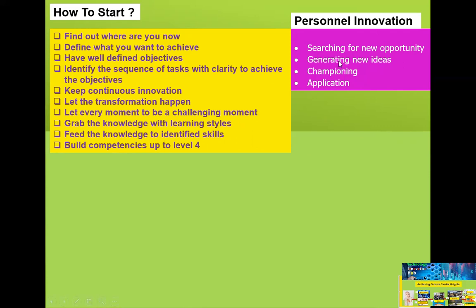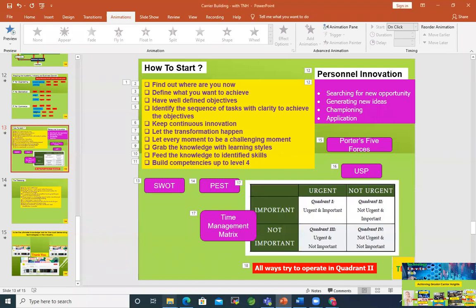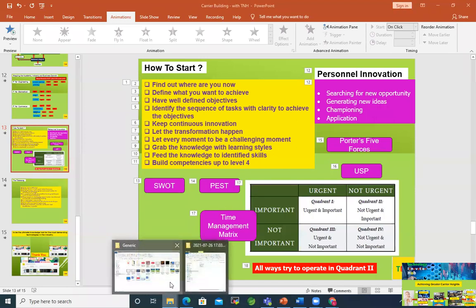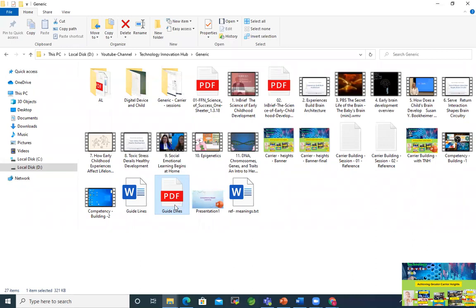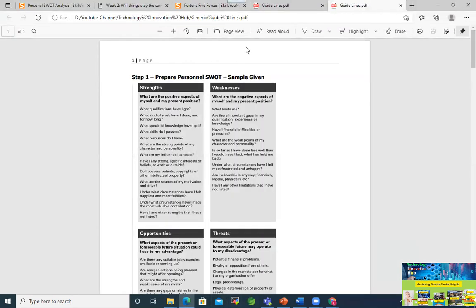If you go on this cycle, you can be a person who is continuously innovating. So it's not just letting the transformation happen, but keeping continuous innovation. These are the tools I just mentioned, like the SWOT diagram, with strengths, weaknesses, opportunities, and threats, which will allow you to find where you are now. I can show you an example of a SWOT diagram. Yes, this is the example.